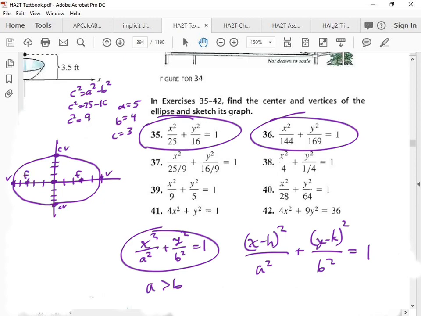And we done. Now, could you guys tell me what the points are for the vertices? Plus or minus 5, 0. This is 5, 0 and this right here is negative 5, 0. All right, so plus or minus 5, 0 would give us our vertices. All right, is that all it wanted? Find the center, 0, 0, and the vertices of the ellipse and sketch its graph. All right, we done.